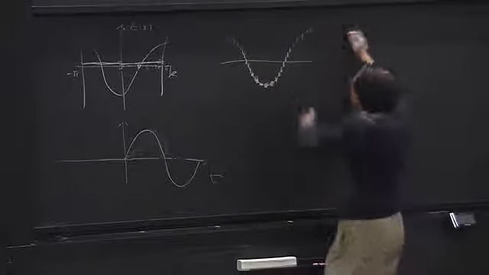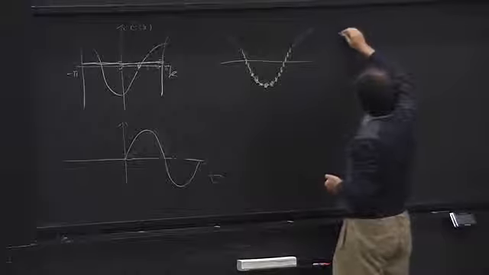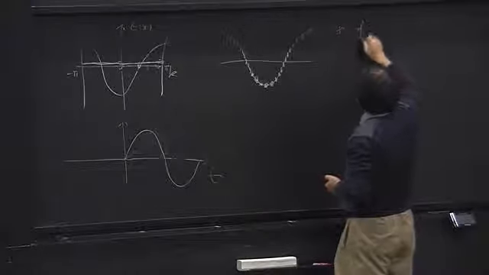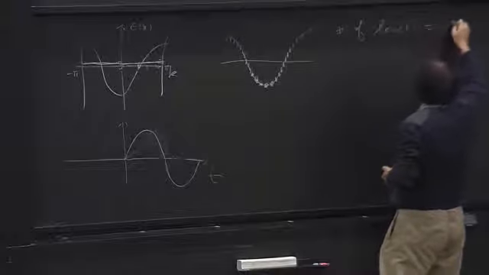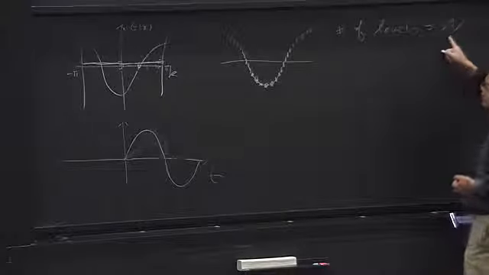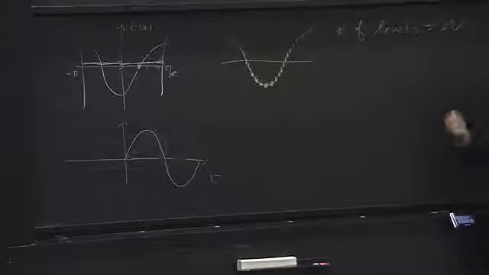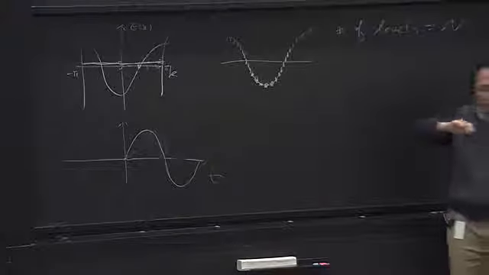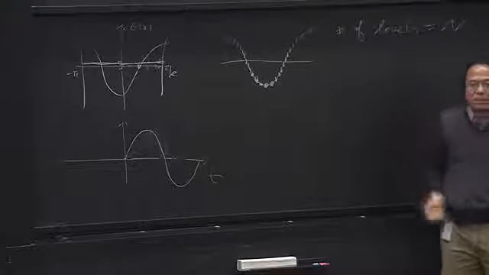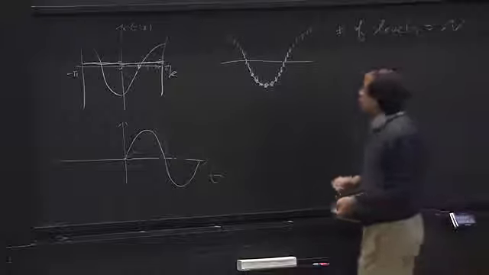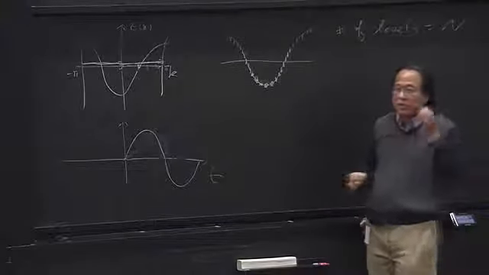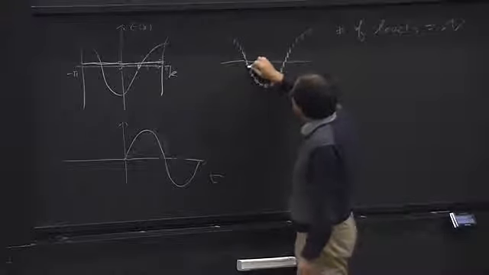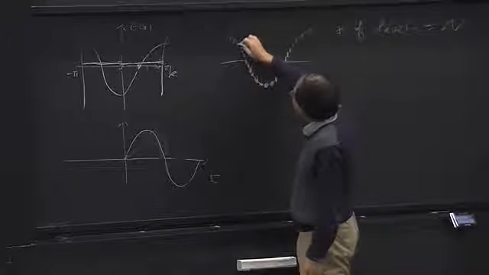Remember, the number of levels equals N, where N is the number of sites. That's what we did in the counting. The number of levels in this band is equal to the number of sites. However, if the number of electrons equals the number of sites, so if you have one electron per site, then every level is filled.